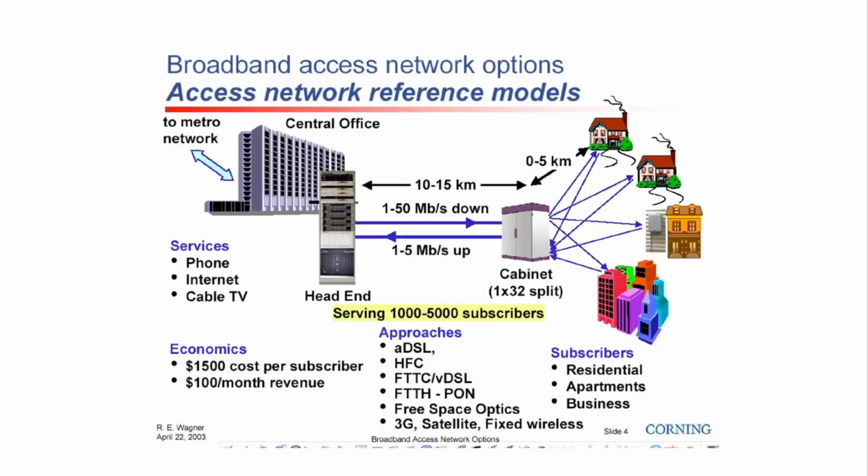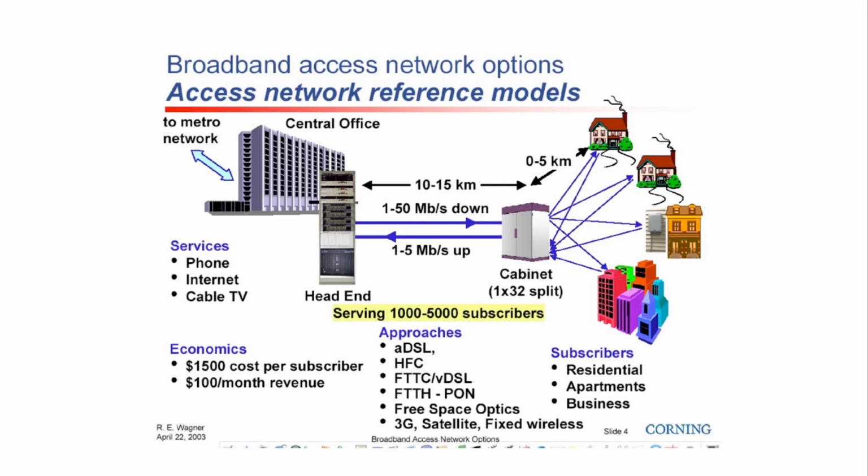Now broadband access network options. Access network reference model. This is a reference model which shows how the metro networks or central offices are connected to the end users. So services provided are such as phone, internet, cable TV. This one is a line which is showing the transferring of signal from head end to cabinet. That is a line between the two servers, as we generally call as 1 to 50 Mbps down and 1 to 5 Mbps up.